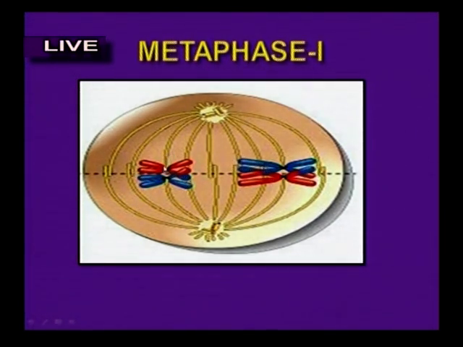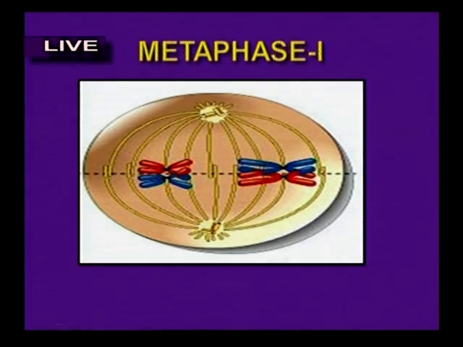This is the kinetochore we have discussed. These are the microtubules, friends, and they attach to the kinetochore. So they are arranged in the same line. This is the equatorial plane, friends, they are arranged in the same line. So this is metaphase 1.